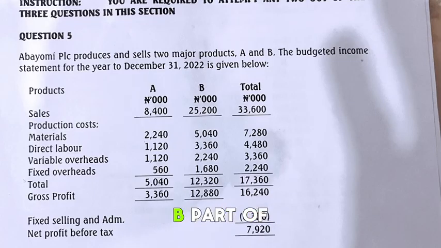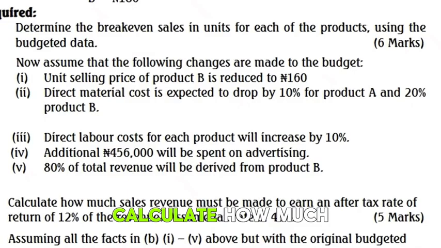All right, we're going to the B part of the question. It says, calculate how much sales revenue must be made. This is really tricky. Listen carefully. Here, we're not talking of units. Here, we're talking about sales revenue. Calculate how much sales revenue must be made to earn an after-tax rate of return of 12% of the revenue. Assume tax rate of 40%.